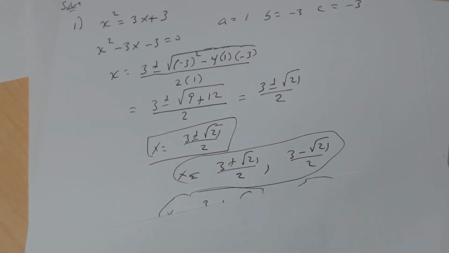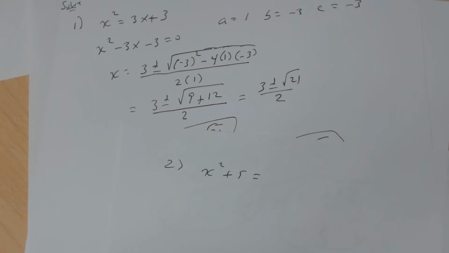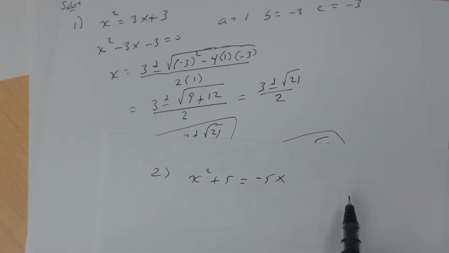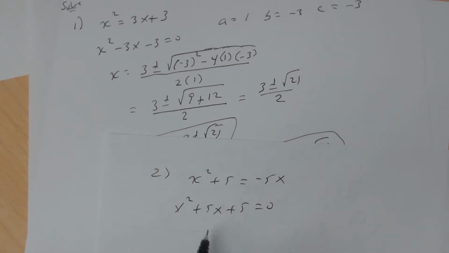Okay, number 2. Suppose you had x squared plus 5 equals negative 5x. Alright, first thing you've got to do is make sure you put it in standard form. So I'm going to put this in standard form. I'm going to get x squared plus 5x plus 5 equals 0. So put it in descending order.